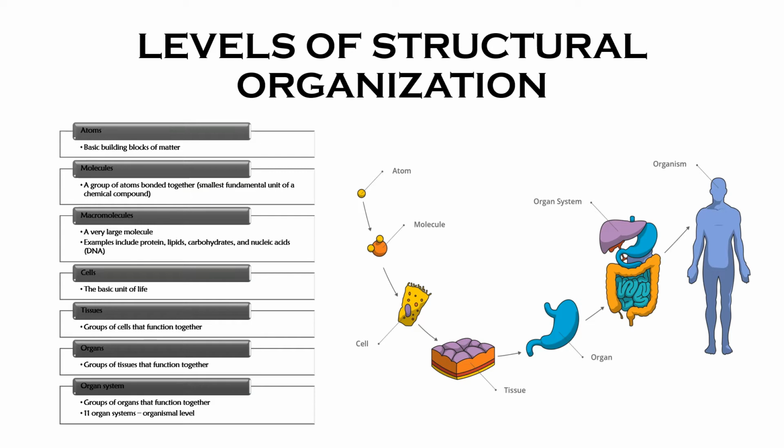And so these groups of macromolecules function together to be a cell, right? And a cell is the basic unit of life. Groups of cells that function together form tissues, and groups of tissues that function together form organs, like your liver. Groups of organs that function together are then known as organ systems, and there are 11 organ systems, and if you take those organ systems as a whole, you then are looking at the organismal level of structural organization.